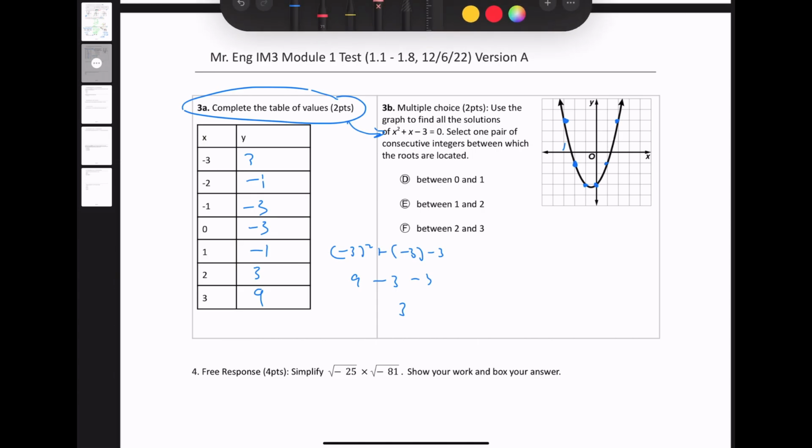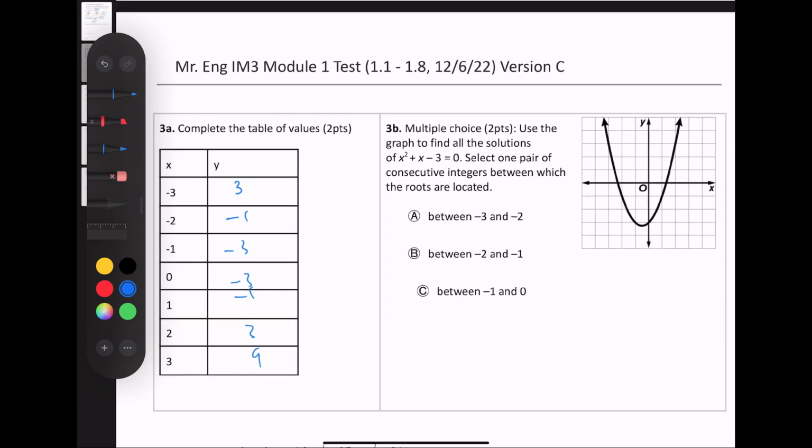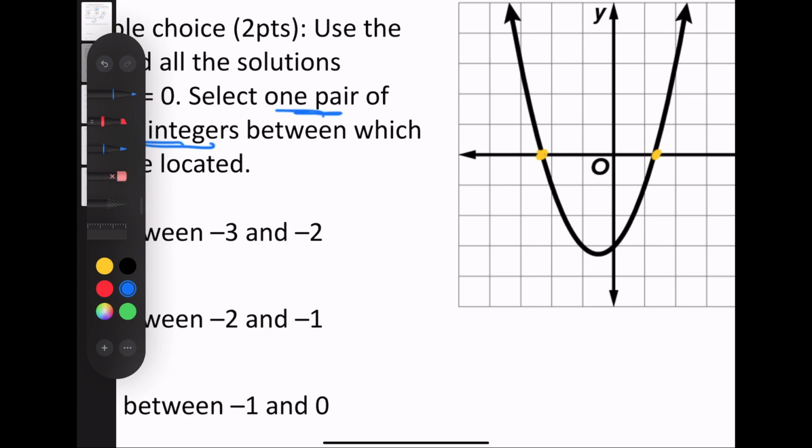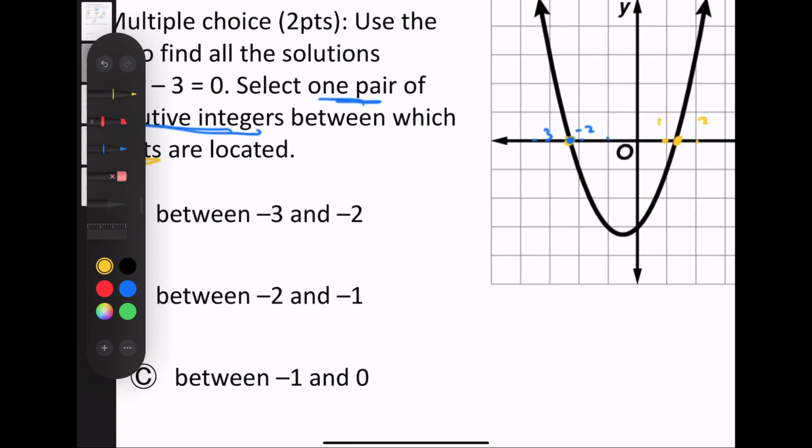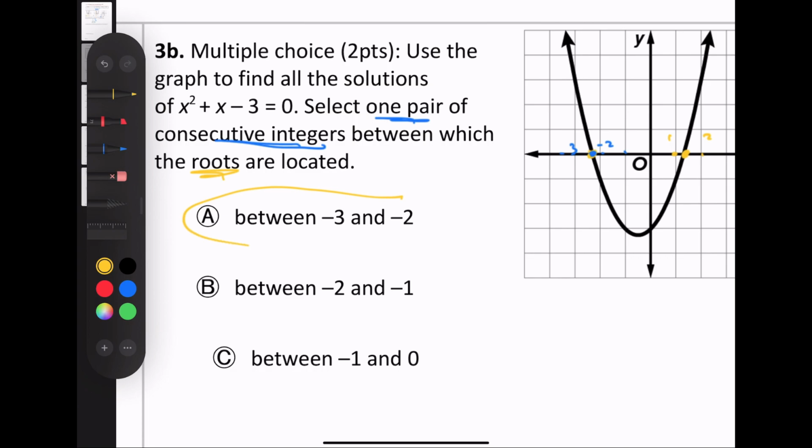Multiple choice, use the graph to find all the solutions. So the solutions are going to be where it crosses the x-axis. Okay, so those are the ordered pairs. Now we need to find one pair of consecutive integers. Consecutive just means next to each other, like negative 3, negative 2 are. And we need to figure out where the roots are. Well, the roots are here and here. So let's just change this one to blue. This is between negative 3 and negative 2. Over here in yellow, this is between 1 and 2. So it's between 1 and 2 and between negative 3 and negative 2. That would be choice A.